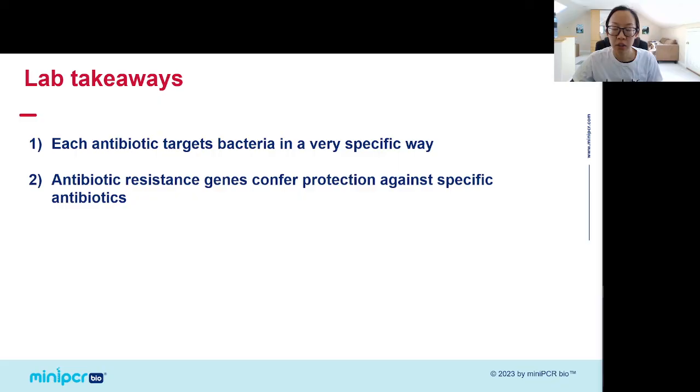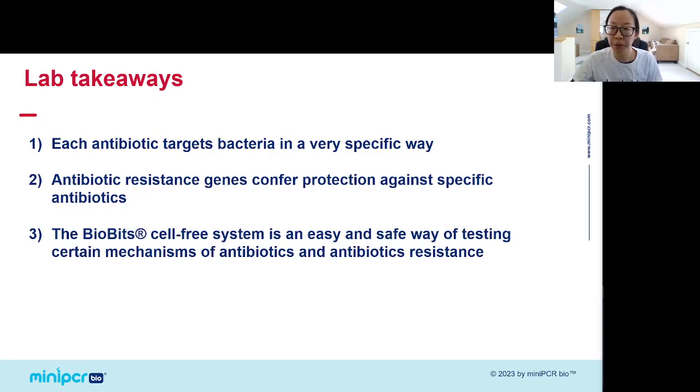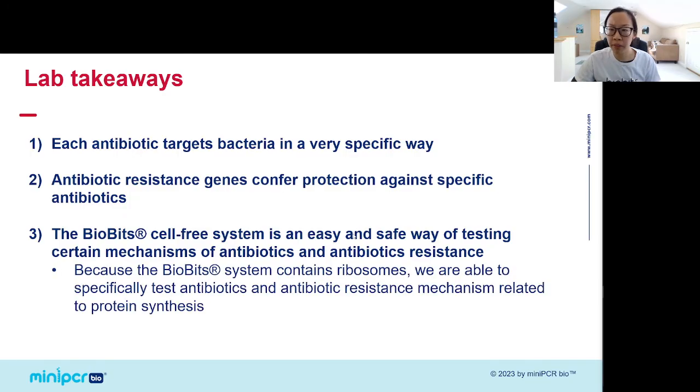And lastly, the third takeaway is that our cell-free model with BioBits allows you to demonstrate this in a safe, easy way. Again, there are many different mechanisms that we could observe, but since BioBits contains bacterial ribosomes, it's the perfect model for us to specifically test the mechanisms of antibiotics that target protein synthesis, as well as antibiotic resistance mechanisms that show how you target those antibiotics. I know I talked a lot about live bacteria, but again, these BioBits cell-free models contain no bacteria, which makes it a very easy to use and safe system to look at antibiotics.